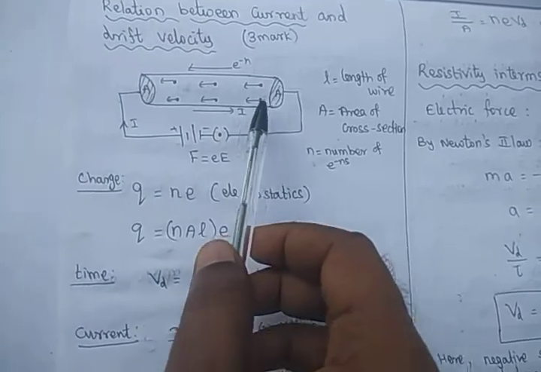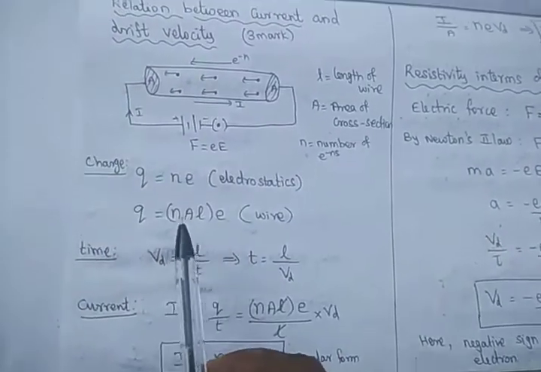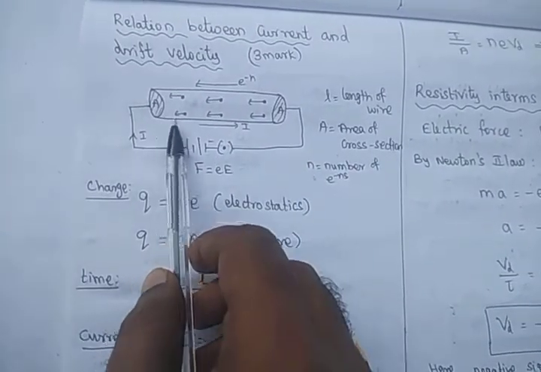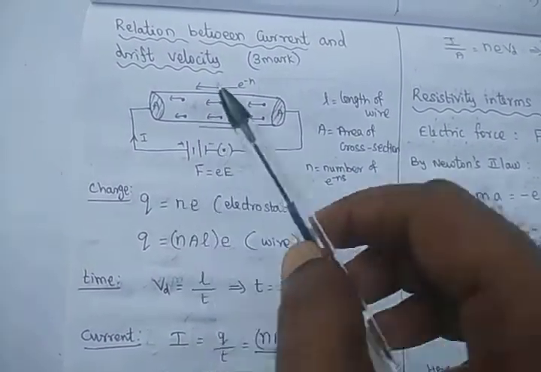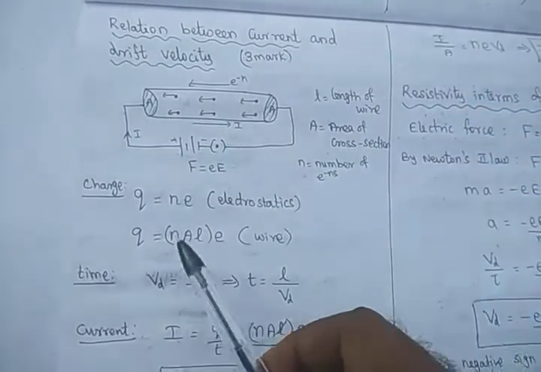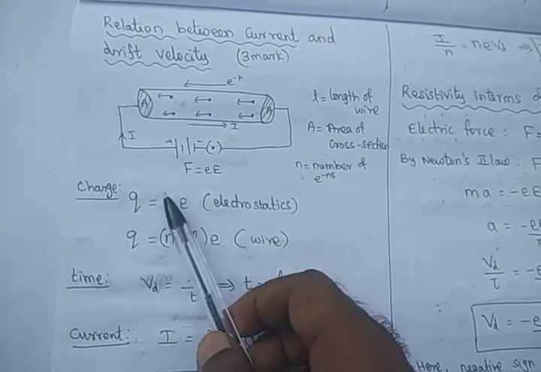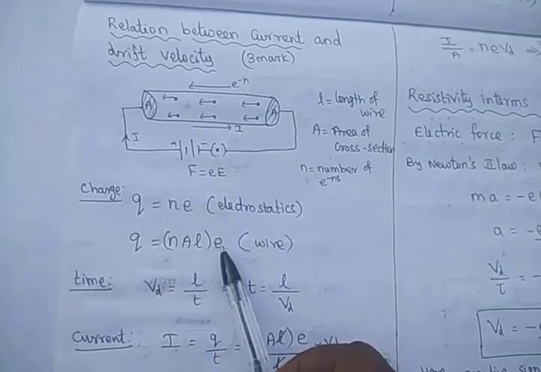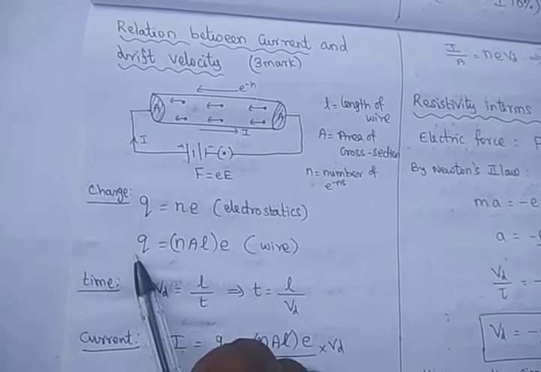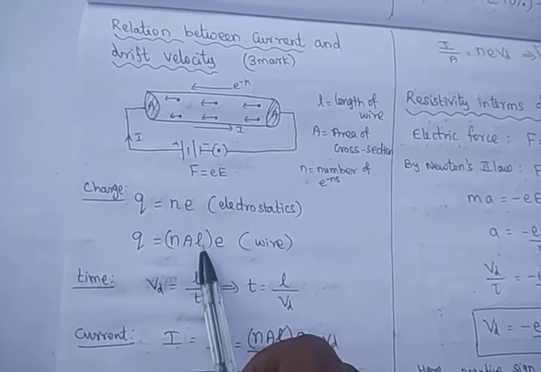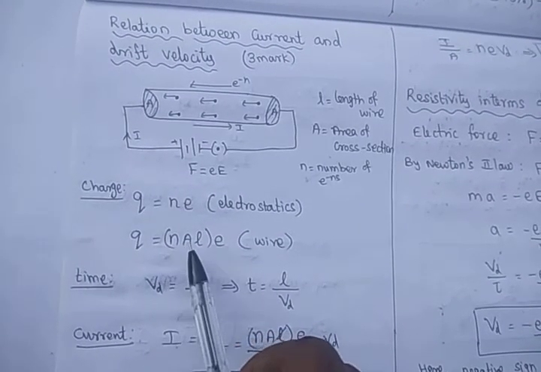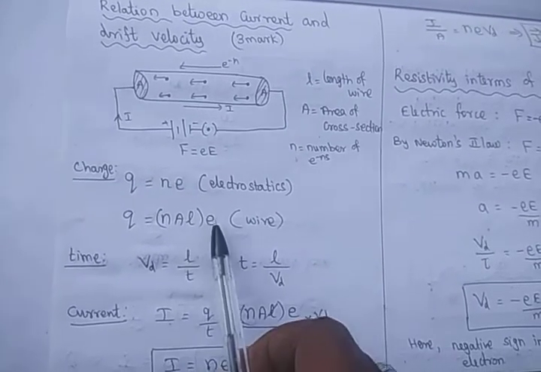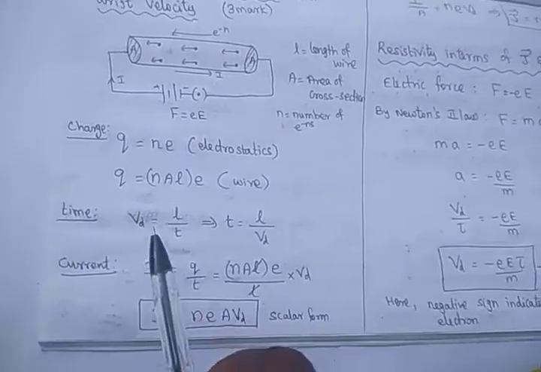When the charges are flowing in any material, we have to consider the volume, that is the area of cross section and length L. If the length increases, the number of charges increases. If the area of cross section increases, the number of charges increases. So instead of N, we put NAL into charge e. For a wire we substitute Q equals NAL into e, where N is the number of electrons, A is the area of cross section, L is the length of the wire, and e is the charge of the electron.